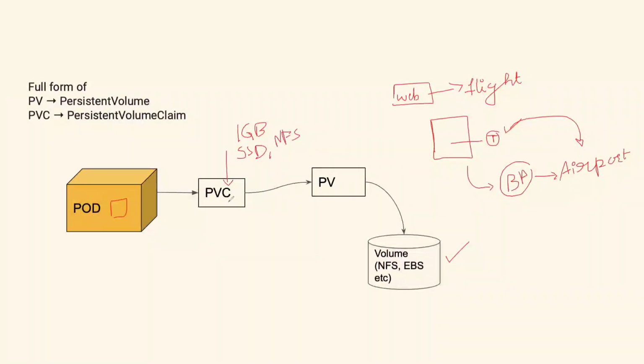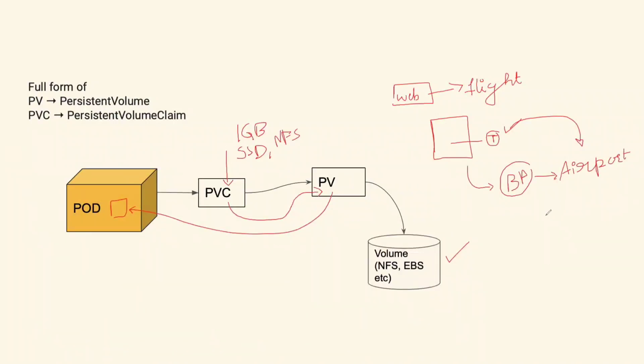Now, what would the PVC do? It would go and search for PVs in your Kubernetes cluster, which are basically the ones that have provisioned this volume, and find a volume that suits the requirement, and then it will allot this volume to the pod. I hope it makes sense. So this is what PV and PVC is.